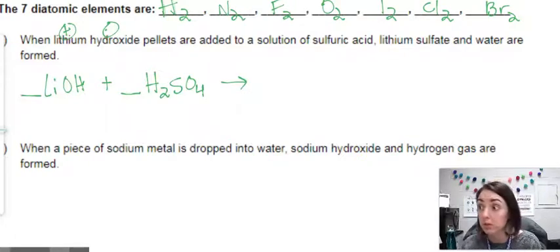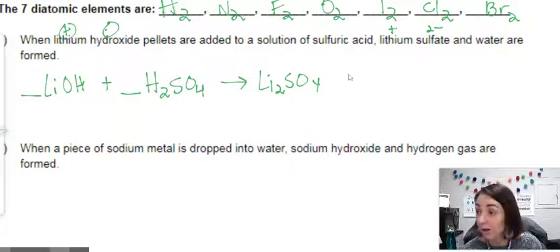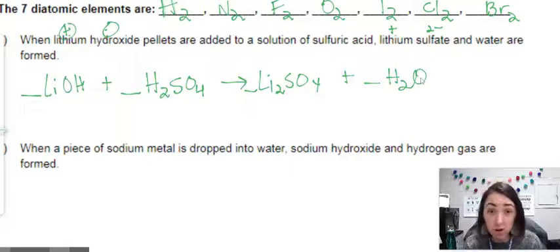They were formed. So lithium sulfate, if I balance my charges, that's going to be Li2SO4 because lithium is +1 and sulfate is -2. So I got a +1 and a -2 and water. So hopefully we know water is H2O. Okay, that's the hardest part, right? Because we're good at balancing. We got the balancing part, but writing the skeleton can be a little tricky.